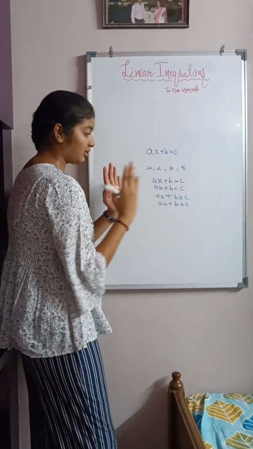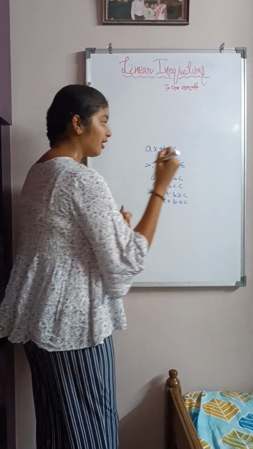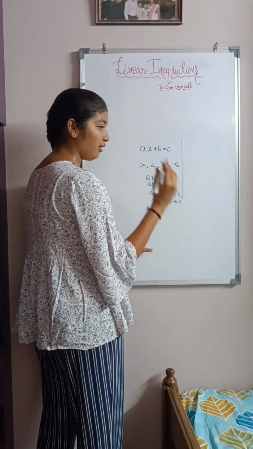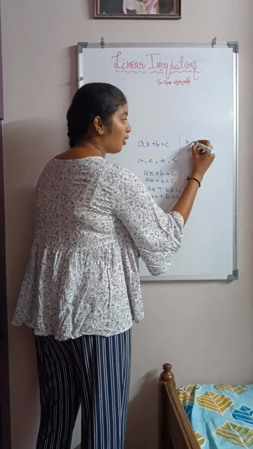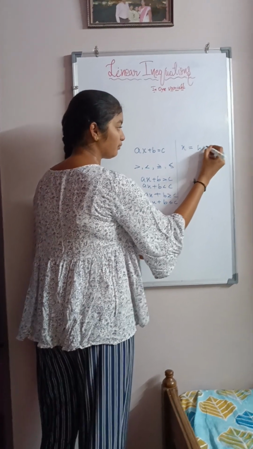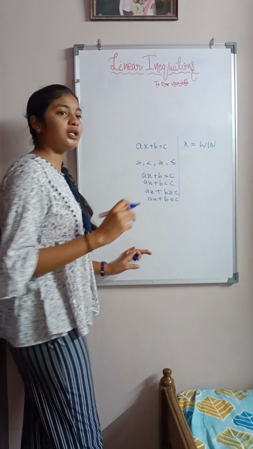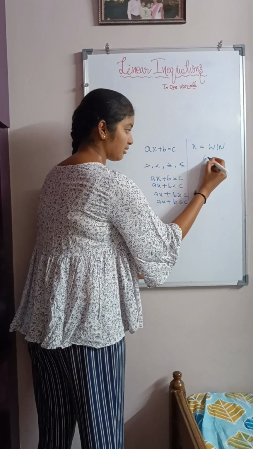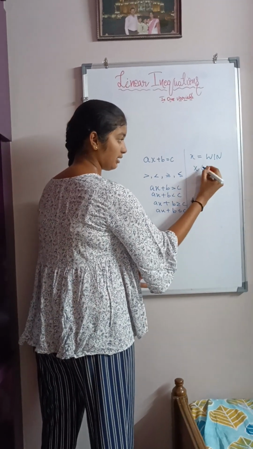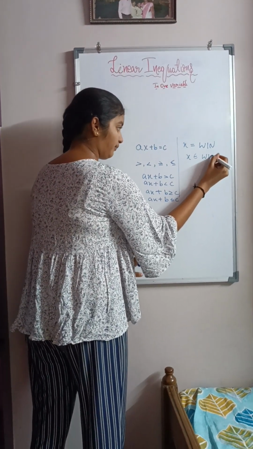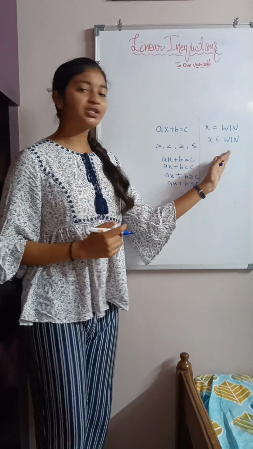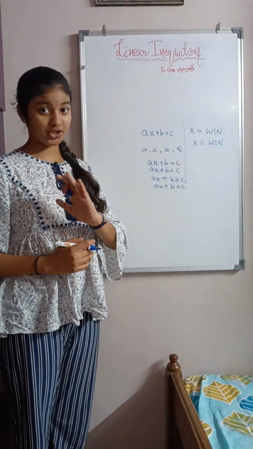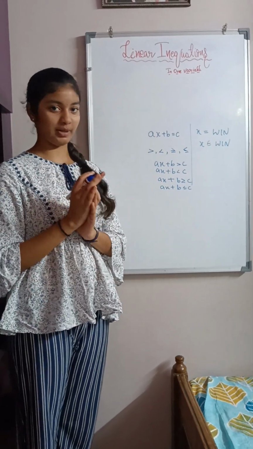And keeping that aside, we will also have something like x belongs to W, I, or N. Here, belongs to is represented with this sign. What are W, I and N? W is the whole numbers, I is the integers, and N is the natural numbers.